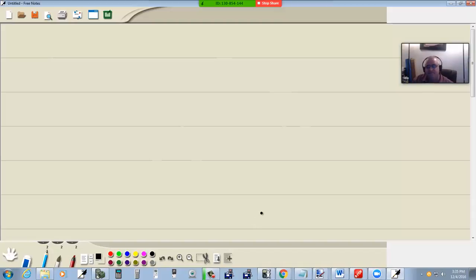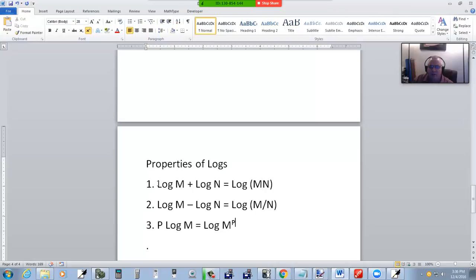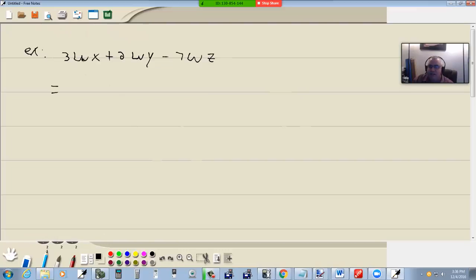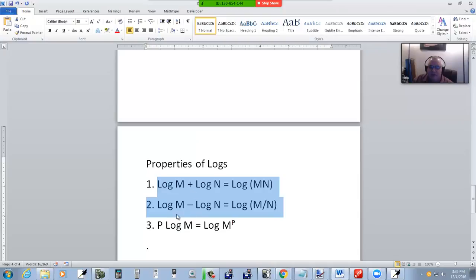And what we do with these is you may start off with separate logs, like this. And your goal is to merge them into a single log. Well, the only way we can use properties 1 and 2 if we're going that direction is if there's no numbers in front of the logs. Now notice that says log and these say ln. It applies no matter what your base is.